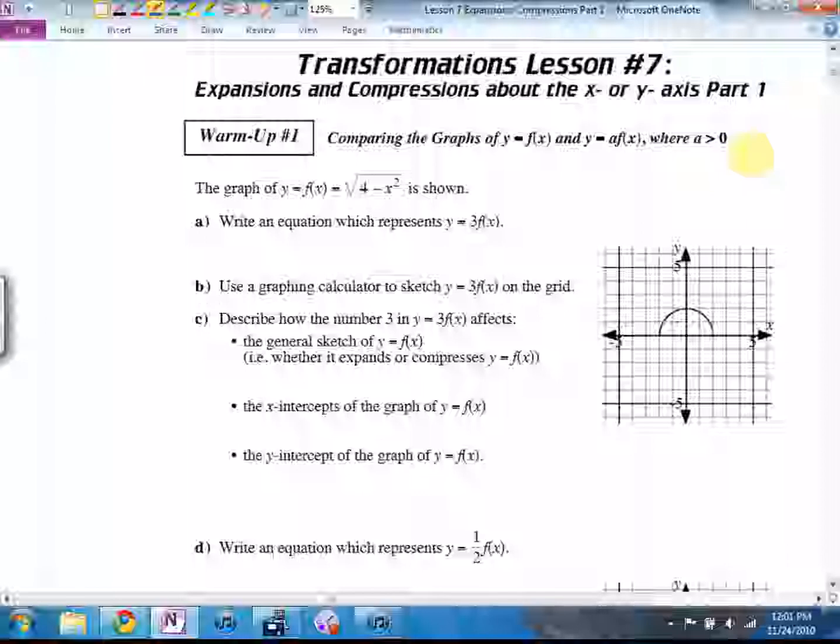Let's keep it simple, Kelvin. Let's not worry about the vertical flip. Let's just keep a positive.